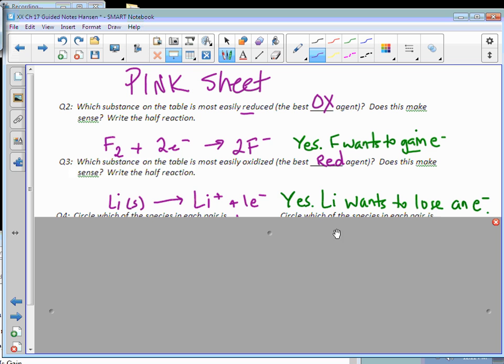Okay, so metals in general like to be oxidized. They like to lose electrons. And if you look at your pink sheet, I think you would see that supported. Okay, so a little bit more complicated.